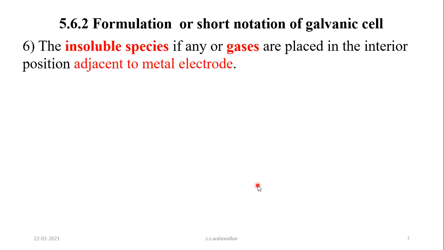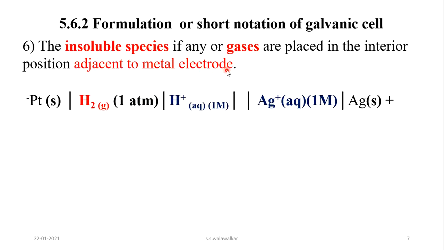Then the sixth one, that is, insoluble species, if any, or gases are placed in the interior position adjacent to the metal electrode. That means a sparingly soluble salt such as silver chloride is there. Then it is written on the interior side, that is, adjacent to the metal electrode. So here hydrogen gas is there. Gases are also there. Then you have to write it on the interior side.